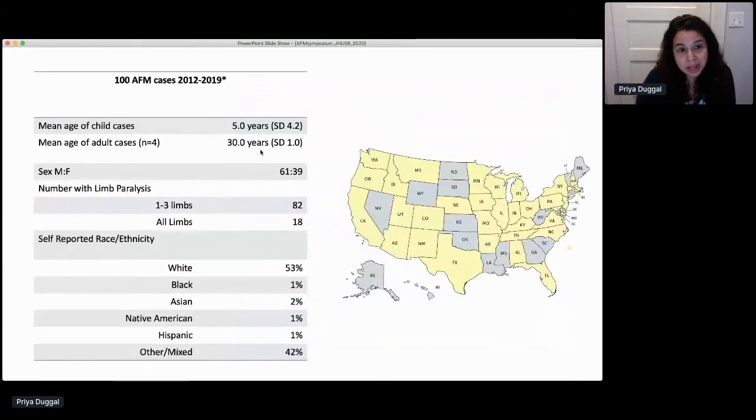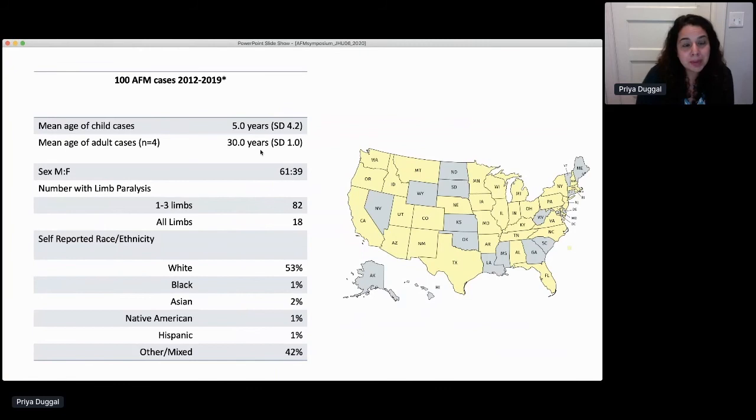We have more than 100 AFM case families enrolled in our study through December of 2019, and the mean age of our child cases is 5 years. We also have 4 adult cases that have been enrolled with a mean age of 30 years. We do have more boys than girls in our study, but that's not necessarily reflective of true disease. That's just who's in our selected study.